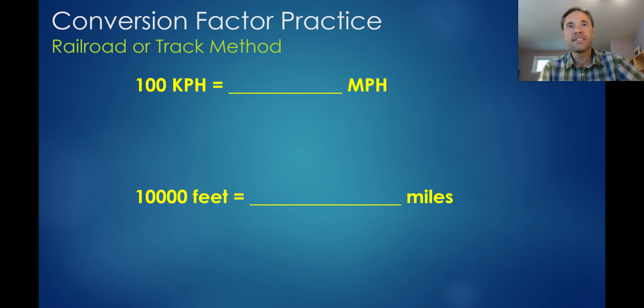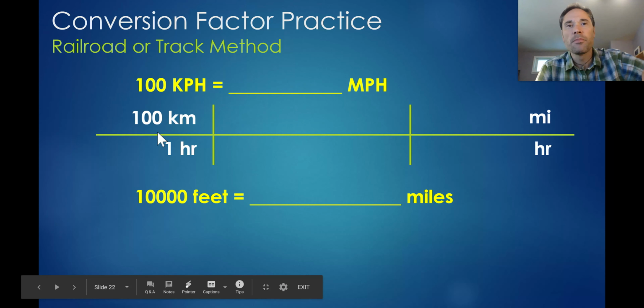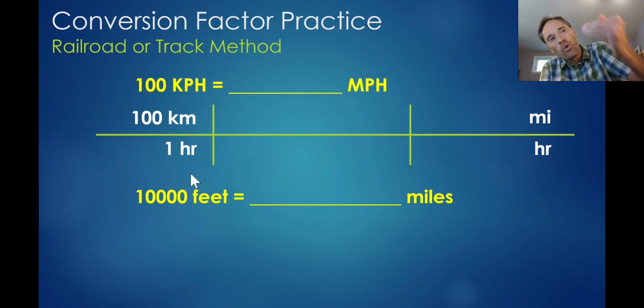Last two. 100 kilometers per hour is how many miles per hour? So setting it up the same way. On the left-hand side, I'm going to go ahead and put my 100 kilometers per 1 hour. Now, this is the tricky bit when it comes to the per. This per right here is an indication that it's a fraction. It is a ratio already. Per means ratio or fraction. So if I did kilometers per hour, this is 100 kilometers per 1 hour. I'm traveling 100 kilometers in 1 hour.